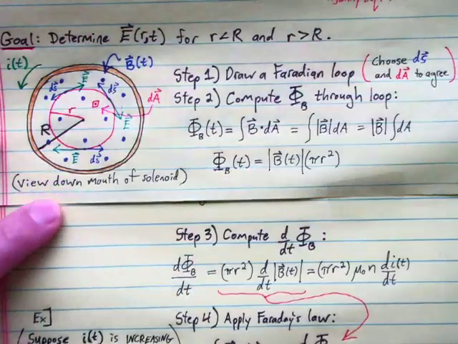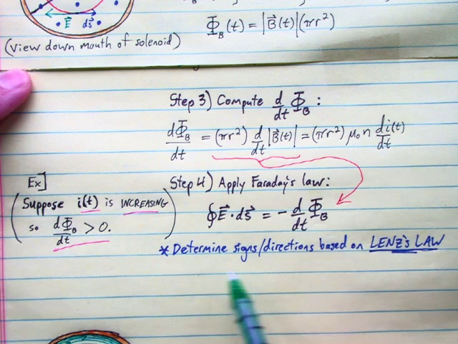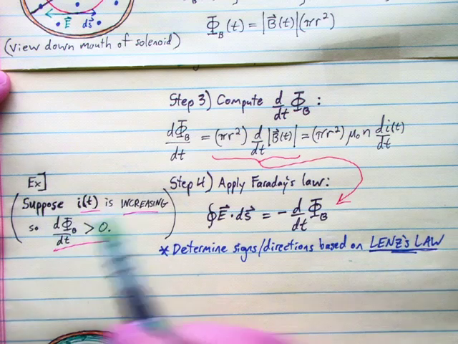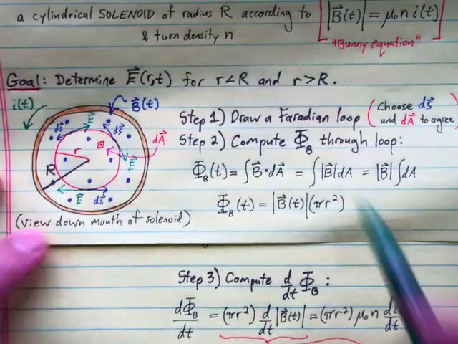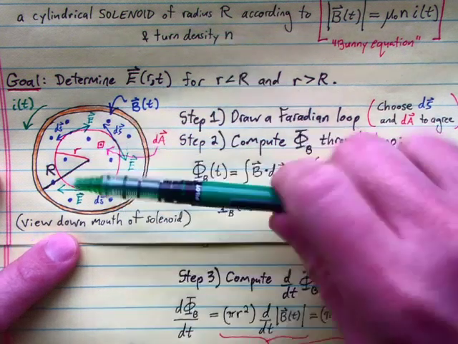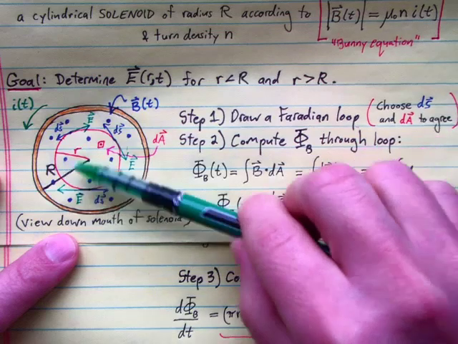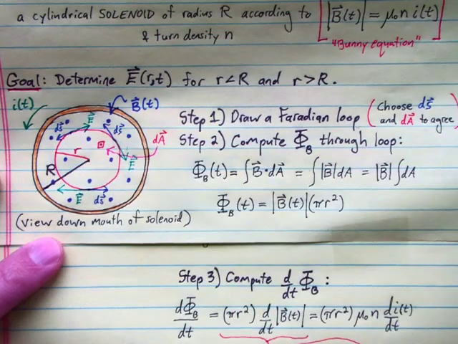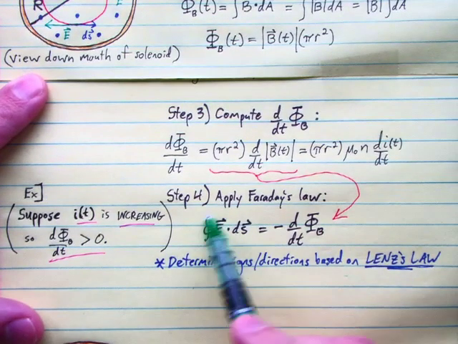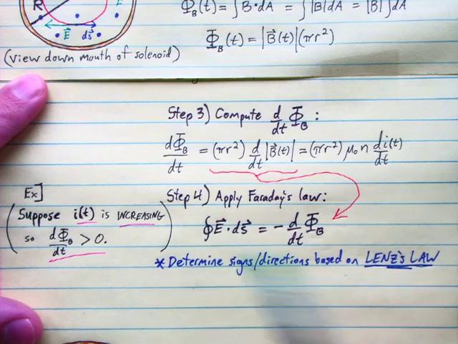So that's what we've just done here. Based on our knowledge of Lenz's law and our knowledge of how the flux is changing, we've determined that the induced E field, what I've drawn here in green, must be anti-parallel to ds at all these points. That's what we needed to know in order to evaluate the left-hand side of Faraday's law right here.